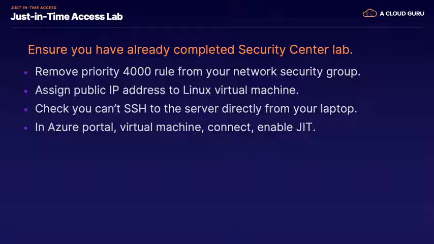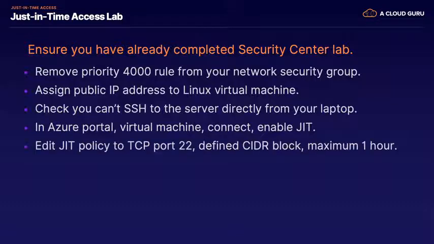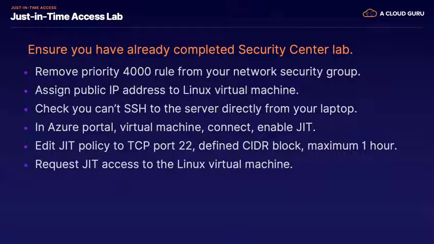In the Azure portal, Virtual Machines, select the Linux virtual machine. Press the Connect button and then choose the option to enable just-in-time access. Edit the just-in-time policy to TCP port 22 with a defined CIDR block comprising your public IP address and a maximum duration of 1 hour. Then request just-in-time access to the Linux virtual machine. Test that you can remotely connect and log in to the Linux server from your laptop.